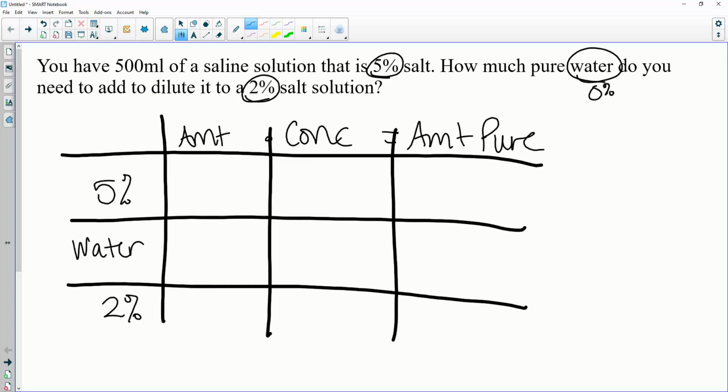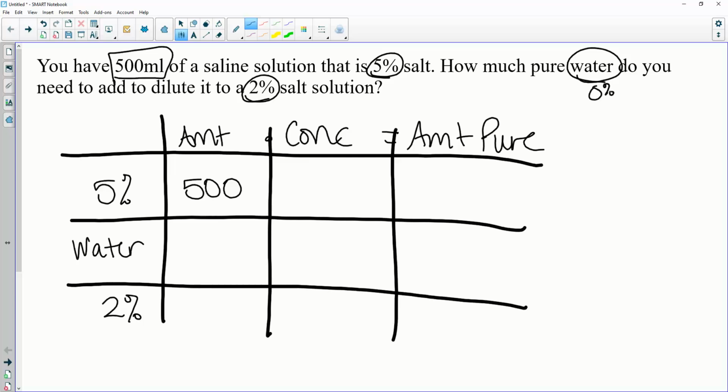So now we start reading the question. You have 500 milliliters of a saline solution that is 5% salt. We have 500 milliliters of the 5%. So when you go to put it in the table, you have to make sure you put it in the right spot. That's probably the biggest issue I've seen on these. So 500 milliliters goes with the 5%. So that is this amount.